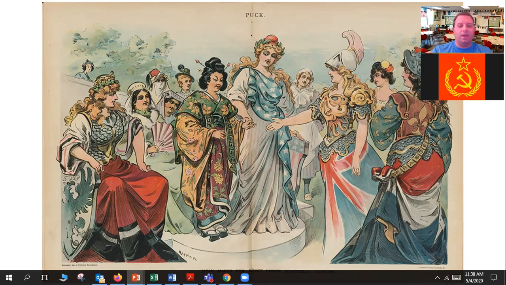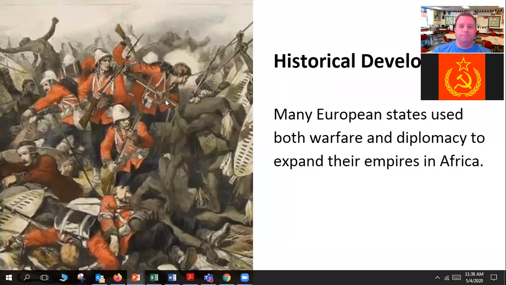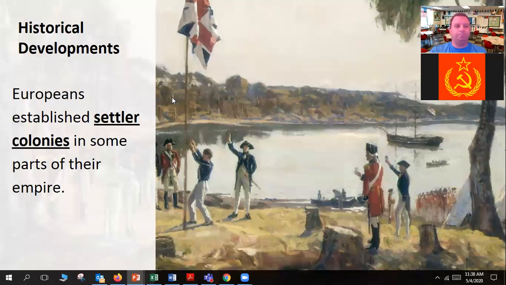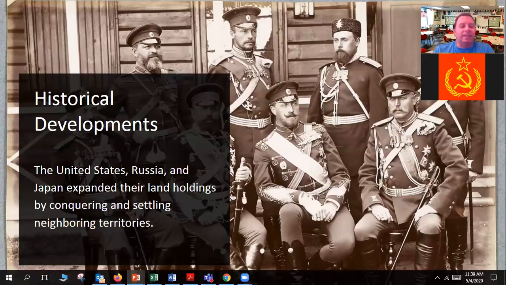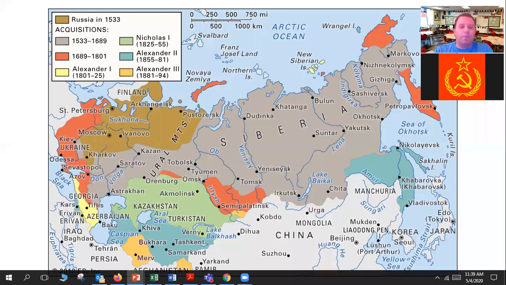And so, yes, you have these European nations kind of welcoming them in, welcoming them to civilization, as depicted there. We also know that in some parts of their empire, they are going to establish what they call settler colonies. We know that the United States, Russia, and Japan all expand their territorial holdings. So they're all gaining territory during this era and becoming more powerful.